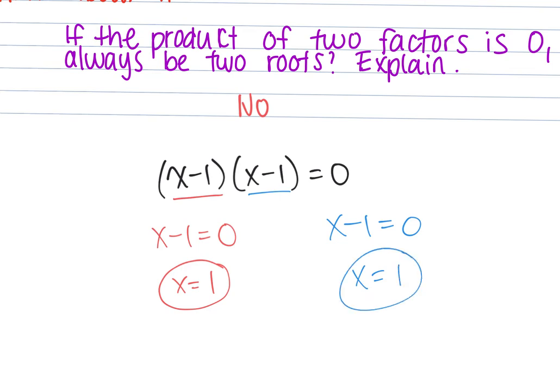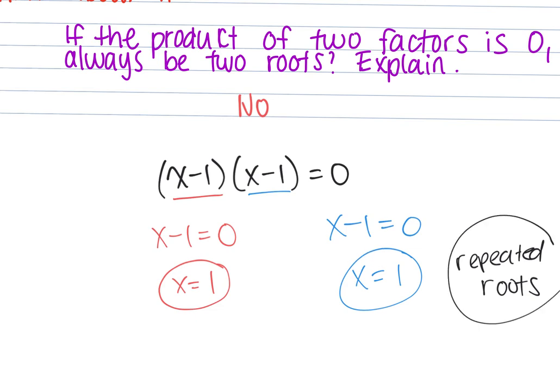How many roots do I have? I only have 1 root. But how many times does it happen? Twice. So this is what we call a repeated root. Okay? So there's technically only 1 root. But it's the same root. But it happens twice. Repeated roots. Okay? So if a root ever repeats, there's only 1 of them, right? Because x can only be equal to 1. Can't be equal to anything else. But it happened twice. Do you guys see that?